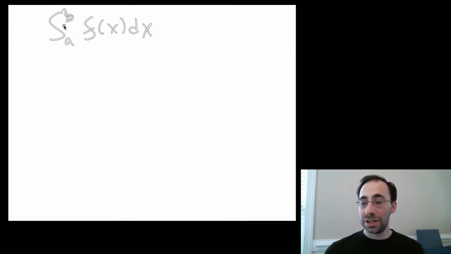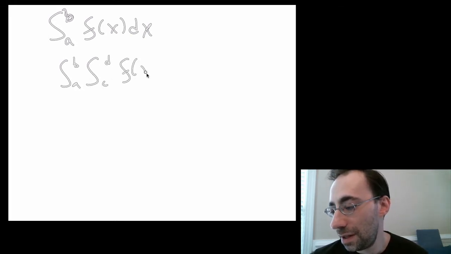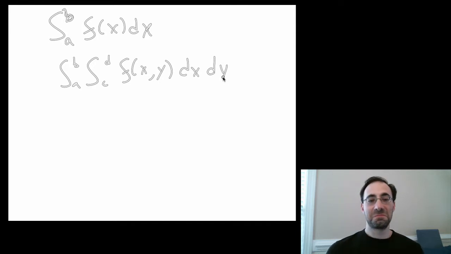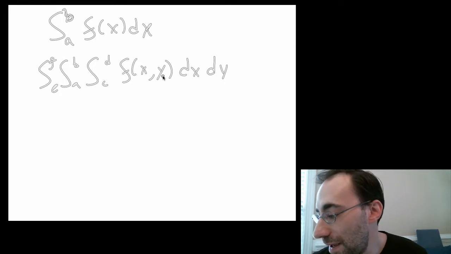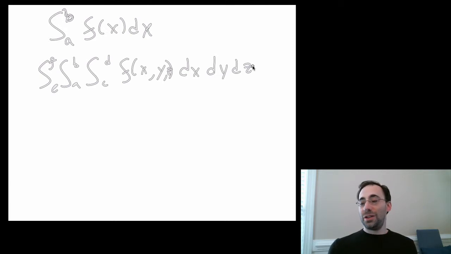What if there are two dimensions? Well, there's my first dimension. There's my second dimension. Here's my function of two variables. I'm integrating over x and over y. That's it. To do multiple integrals, you just stack them. They get bigger and bigger. For three, you could add a third over here, say e to f, sticking in another variable and adding a dz. You could have as many integrals as you wanted.